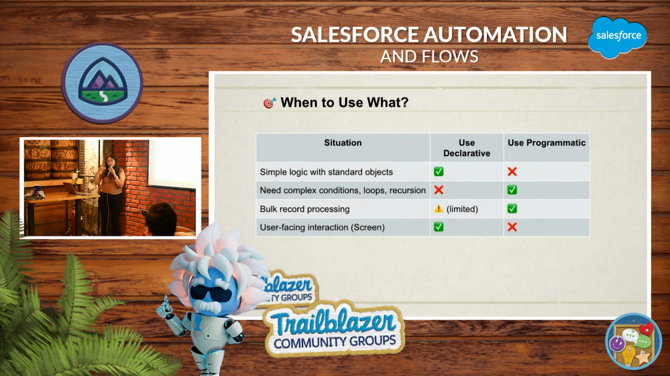And if bulk record processing is the situation, I really don't want to put so many loops into my flows, because sometimes the governor limit hits. So I would prefer using a blend of both, and I'll go with the programmatic way for most of the bulk records. And if I want some user facing interactions within the automations, then I will obviously go with the declarative way. Why? Because flows give us screen flows.